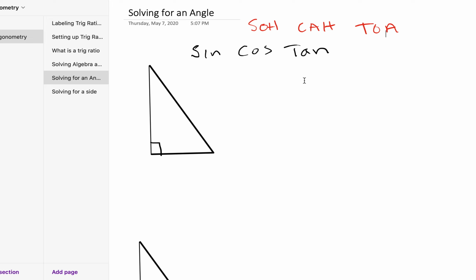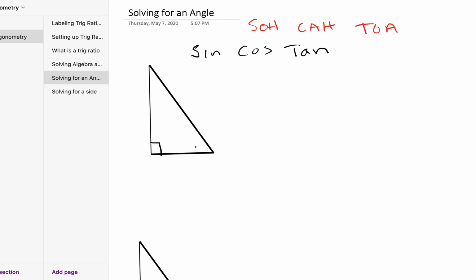So in the previous video on labeling, what we said was to label in a particular order, and then you don't have to worry about what adjacent means, but that shouldn't matter if you just take the time to understand what adjacent means: next to, which means it'll be the side next to the reference angle.